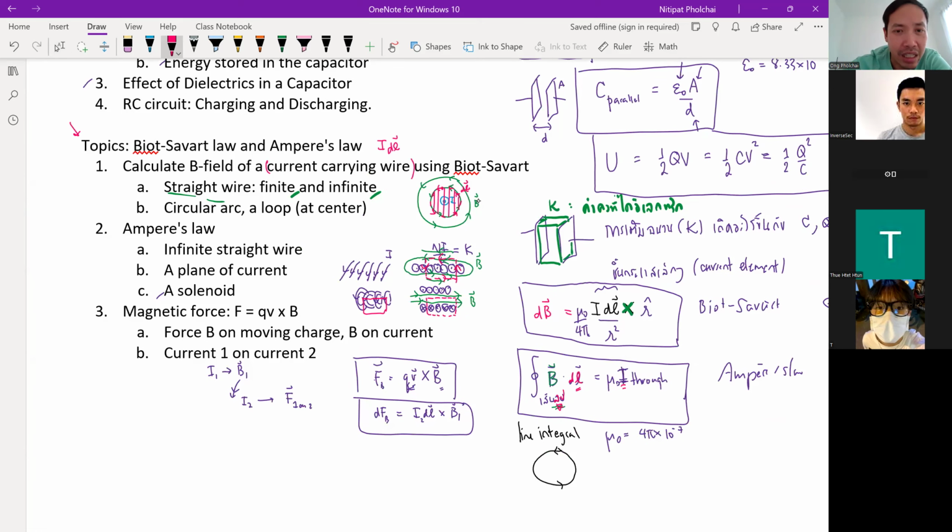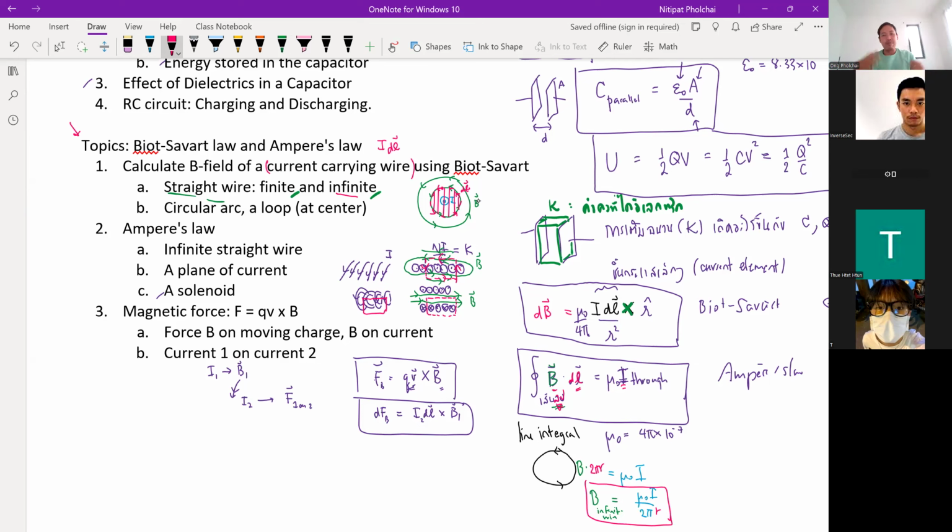For an infinite wire, it's going to make things a lot easier. So you're going to get something like this. The field B dot dl over the loop is going to be mu naught I through. So for an infinite wire, I get mu naught I equal to B times 2 pi r, right? Now I get an easy formula for B of an infinite wire. It's going to be B equals mu naught I over 2 pi r. Super easy.